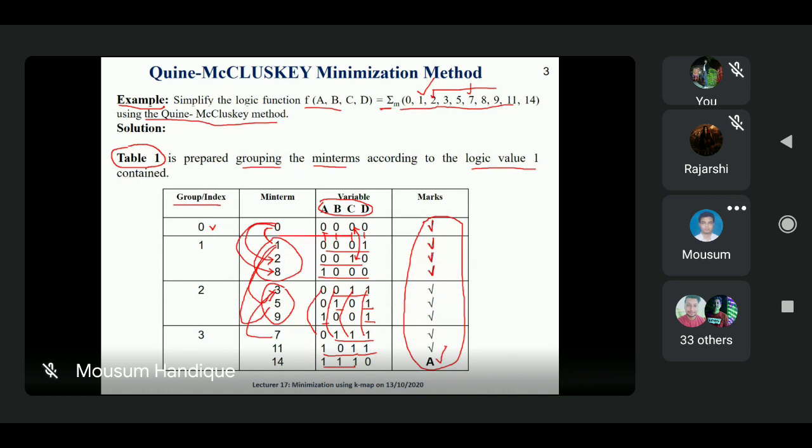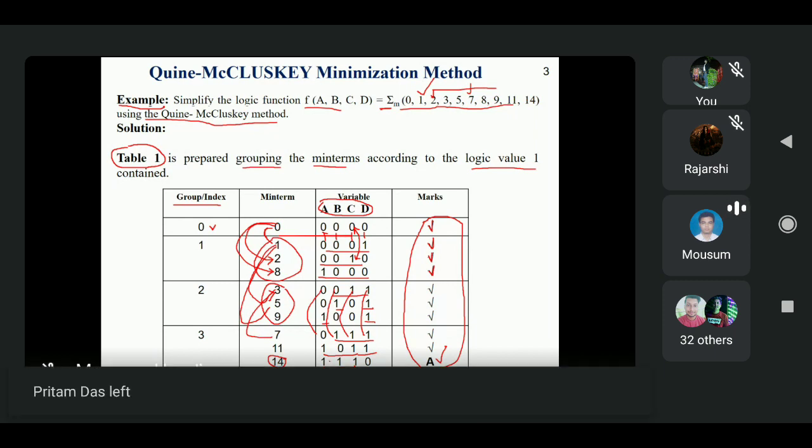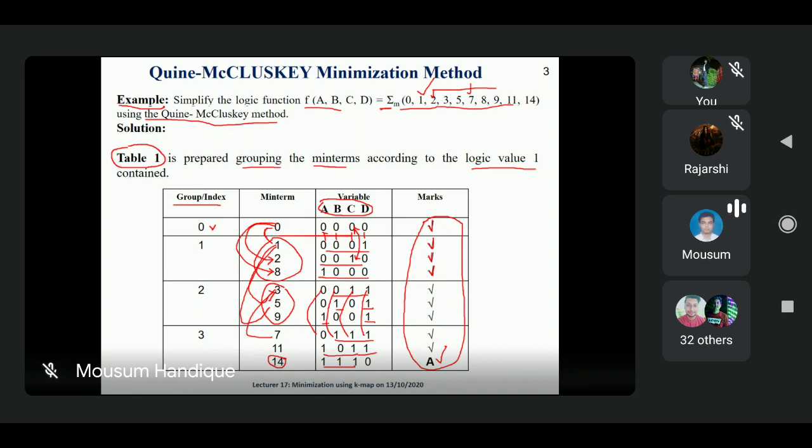But remember one thing, why I am writing here A? That is the main point. Because see, if we are comparing with 14, that time what happened? 14 is not possible. 7 we are getting, 11 we are getting, 3 we are getting, 5 we are getting, 9 we are getting. Okay, no problem. But when we are comparing 1, 14, more than one difference is there. Suppose it is 0, 0, and whatever the remaining minterms, if you are comparing with 14, that time we are getting more than one difference. So here, 14 we cannot tick.